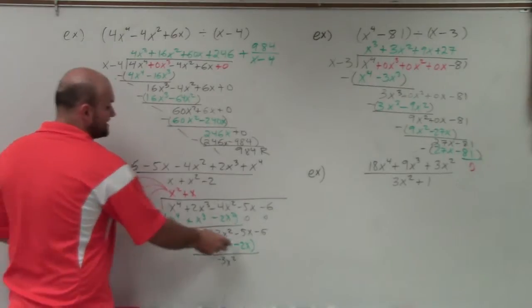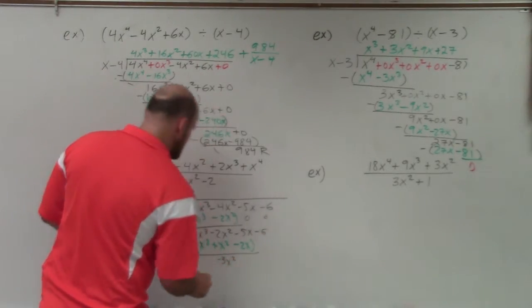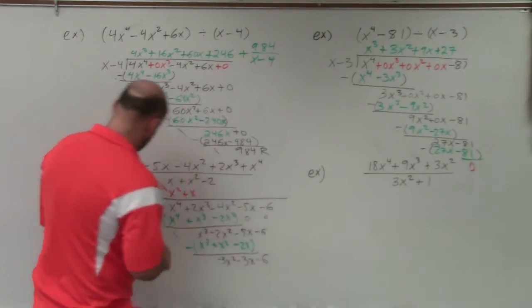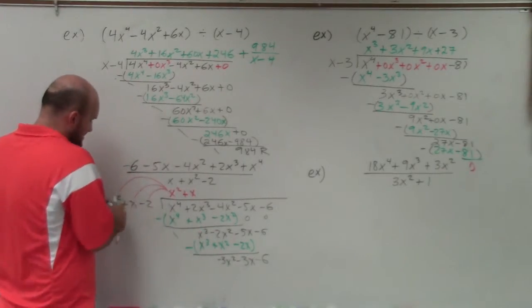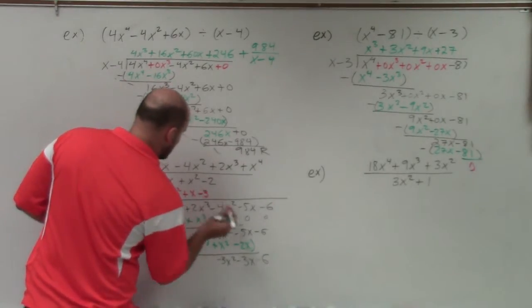Negative 5x minus a negative 2x, that's going to be a double negative, so it's going to be plus, so that would be a minus 3x. And then I can bring down my negative 6. Then I take x squared, divides into negative 3x. How many times does x squared divide into negative 3x? That divides into there a negative 3 times.